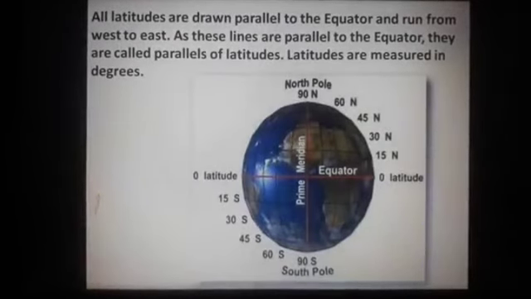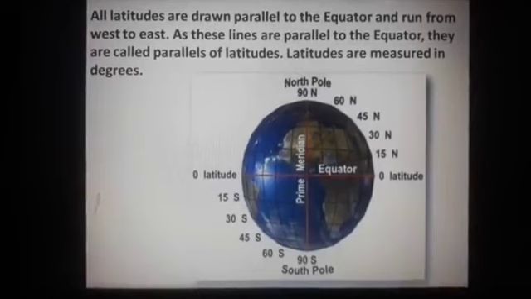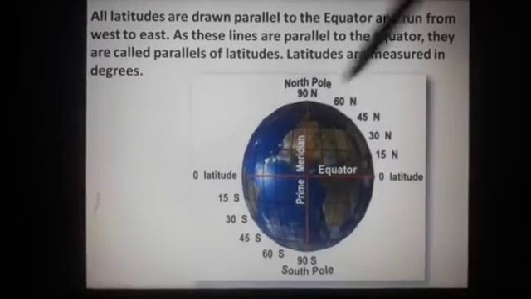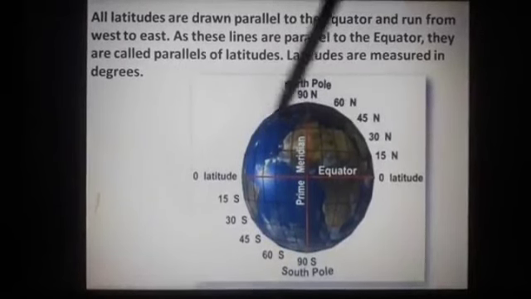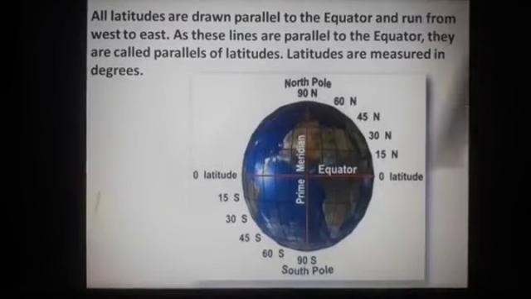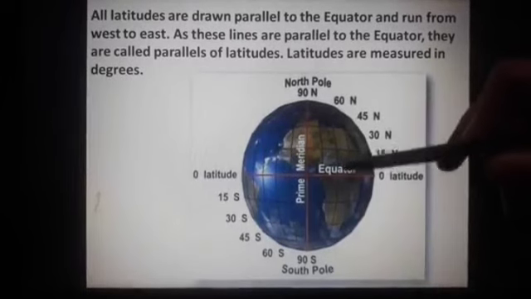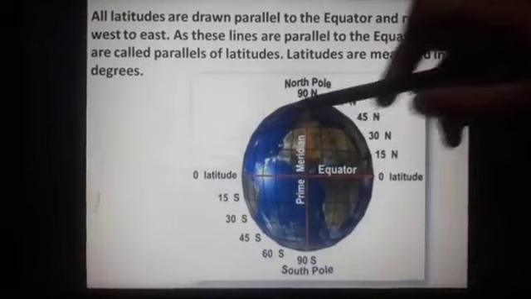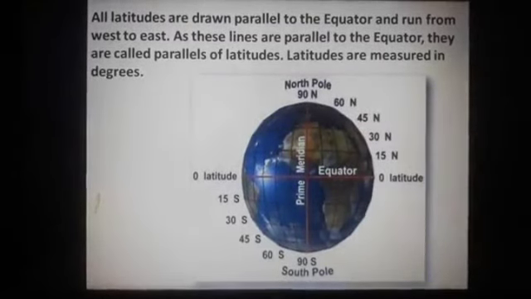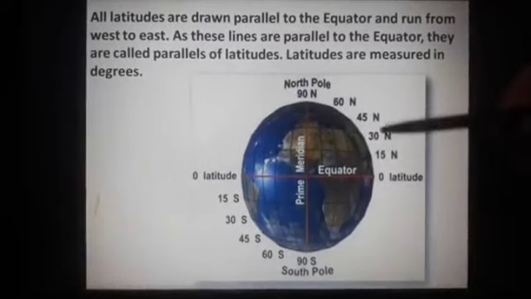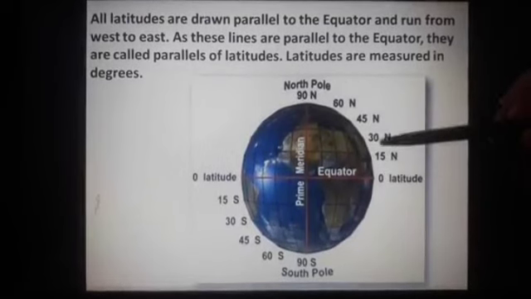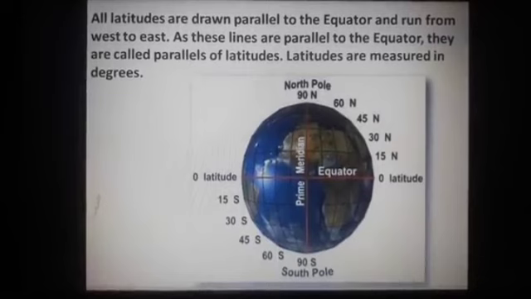Now let's talk about the parallels of latitudes and the north pole and south pole. All latitudes are drawn parallel to the equator. You can see this line is the equator and all the lines are parallel to the equator, right? And they run from west to east. These lines are parallel to the equator, that's why they are called parallels of latitudes. All the lines you can see in the northern hemisphere, also in the southern hemisphere, are known as the parallels of latitudes. Latitudes are measured in degrees. You can see all the degrees are mentioned here: 0 degree, 15 degree, 30 degree, this way.